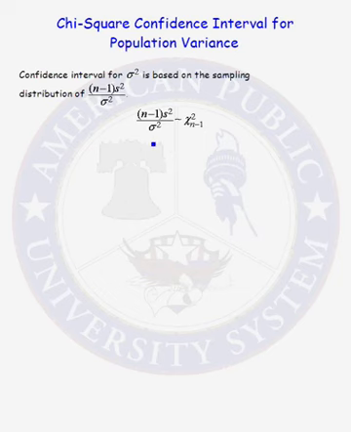If we rearrange this, multiplying both sides by sigma squared and dividing both sides by chi-squared, we have the following: n minus 1, the quantity, times s squared divided by a chi-squared critical value is sigma squared. And this is the form that our confidence interval will take.